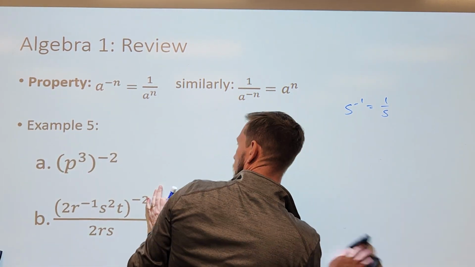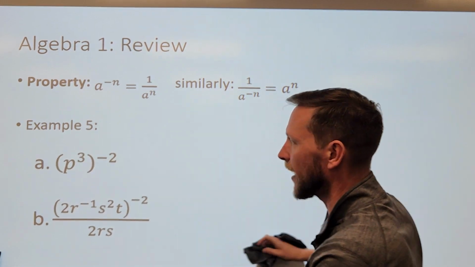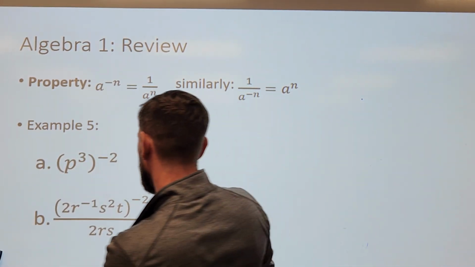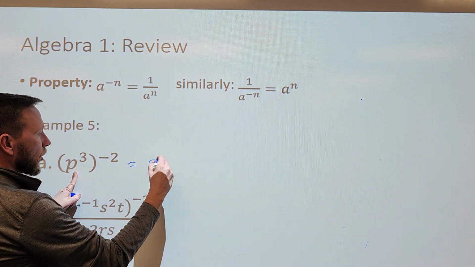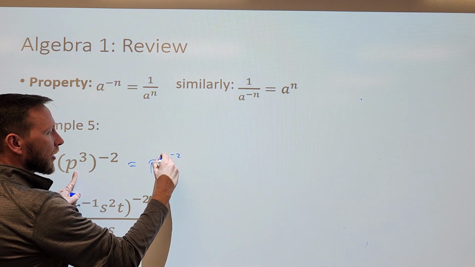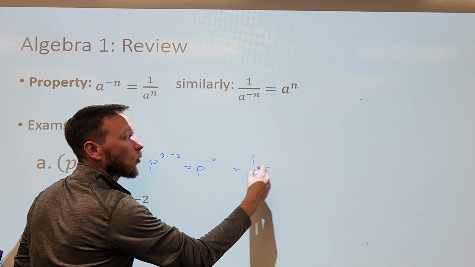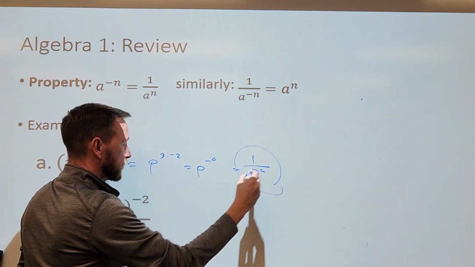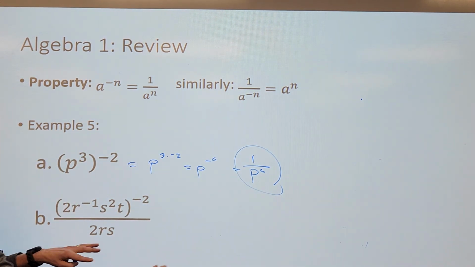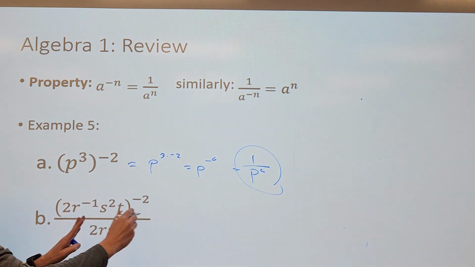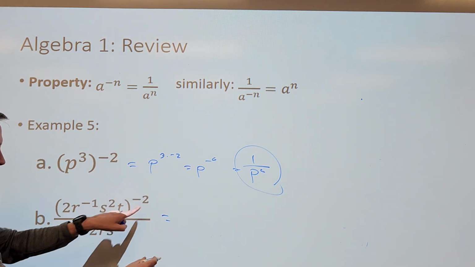So let's take a look at what we've got here. When we have p cubed to the negative 2nd power, we're going to do our power to a power property, which means we have 3 times negative 2, which gives me p to the negative 6th, which means that I've got 1 over p to the 6th power. Over here, let's put this in first, because I think it's going to be a little more valuable if we do it that way.